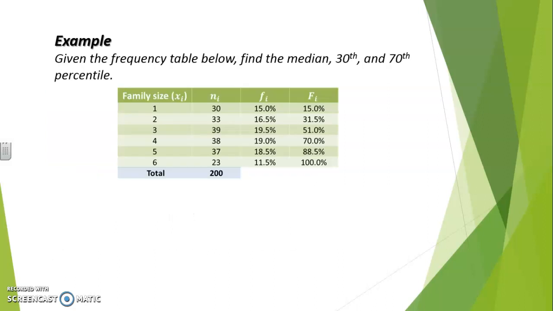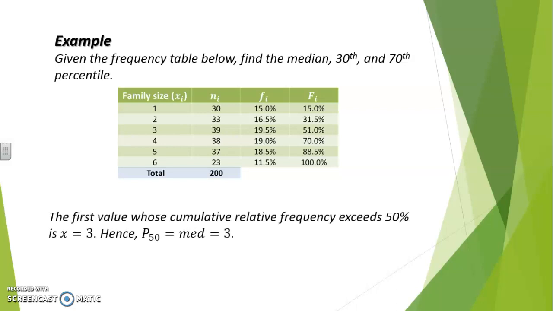Here's an example where we're going to have to be a little bit careful because of a curveball we'll encounter along the way. In this table, we have the frequency for the family size, so the number of people who actually inhabit a given household. Numbers go from 1 to 6, and again represents discrete quantitative data. We're going to find the median, the 30th, and 70th percentile. The first value whose cumulative relative frequency exceeds 50% is x equals 3. Therefore, the 50th percentile, or the median, is 3.